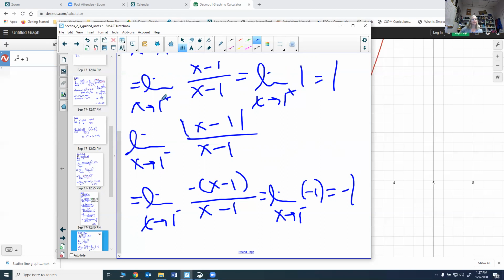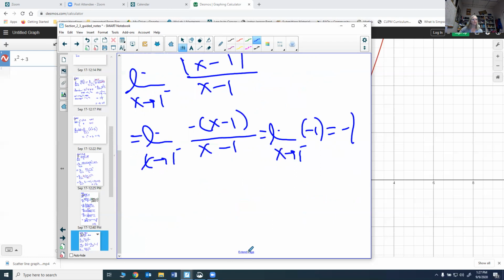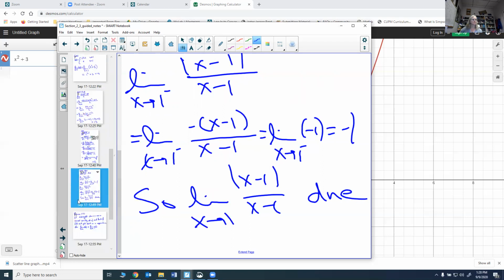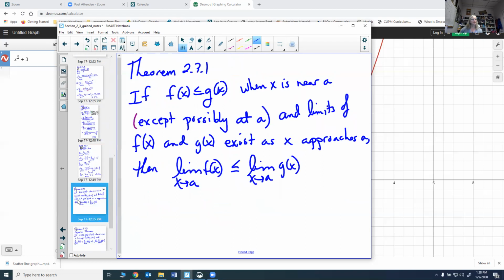And now I notice the limit from the right is not the same as the limit from the left, so therefore the limit does not exist, because the limit from the right and the limit from the left are not the same thing. So this is basic limits.